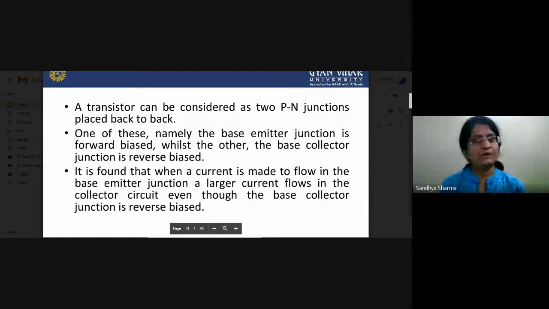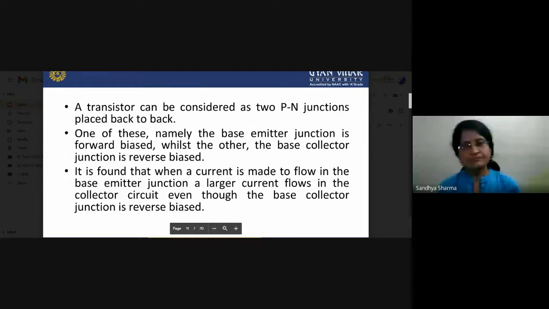Now move to the biasing. There are again certain points we have to keep in mind, in this way we have to bias our transistor so that it can work as an amplifier, or it can work as a switch, a closed switch or an open switch. So now we will switch to the biasing.